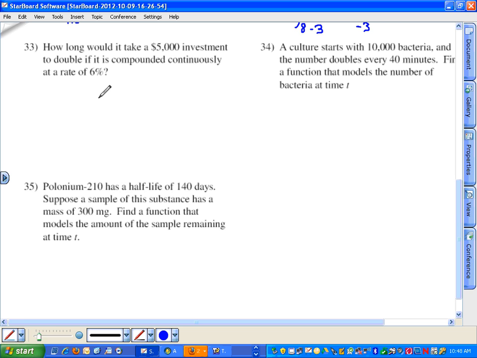Okay, part two, we got to do these story problems. Everybody's favorite. There are going to be two story problems on the test. Two story problems from chapter 5. Now we notice the first one deals with money. It deals with an investment compounded continuously.